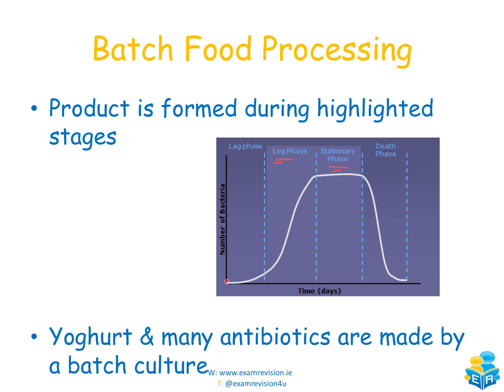And yogurt and many antibiotics are made by a batch culture. So again, there's a fixed amount of nutrient added in. The growth curve phases are allowed to happen, lag phase, log phase, stationary phase, death phase. Then the reaction is going to be stopped. The product is going to be taken out and then they can start it again. One of the, I suppose, downsides to batch food processing is that it's very start-stop.